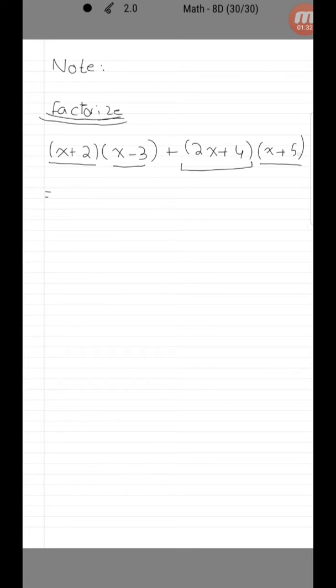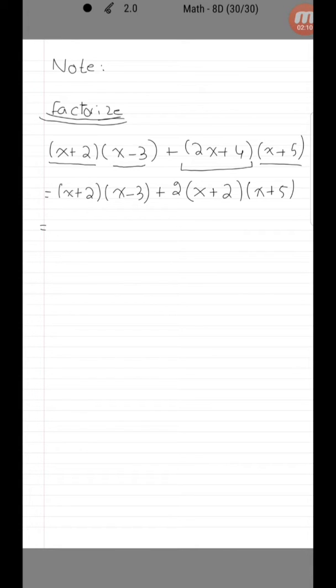And between x and 5 I do not have a common factor, so I can take 2 as a common factor for this parenthesis alone, meaning I copy everything the same, and I take 2 as a common factor for this parenthesis only. What I do is I take 2 as a common factor and I divide each term inside the parenthesis by 2. So 2x divided by 2 is x and 4 divided by 2 is 2. And I copy the rest as they are.